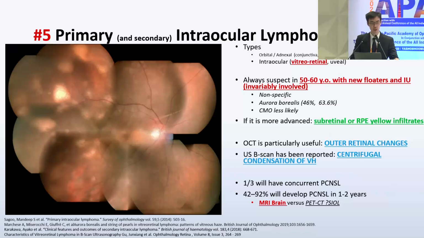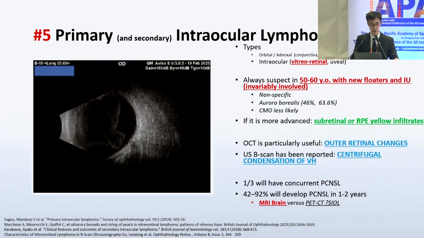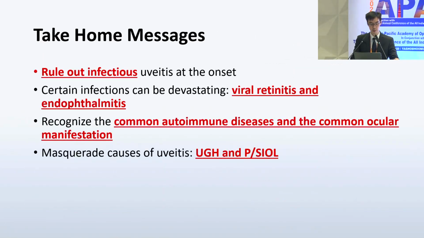If it is more advanced, obviously you see the subretinal or sub-RPE yellowish infiltrates. OCT biomarkers as well as B-scan biomarkers have also been described. Why is it important not to miss this diagnosis? Because we know 50 to 90% of patients will develop primary CNS lymphoma within 1 to 2 years, which is invariably fatal if untreated.